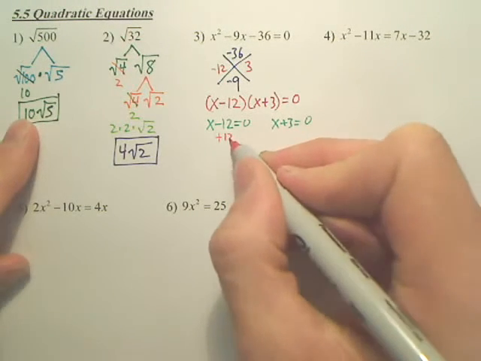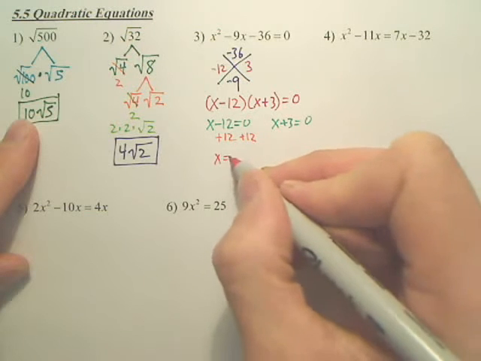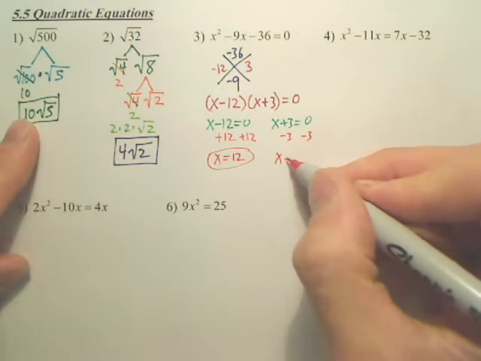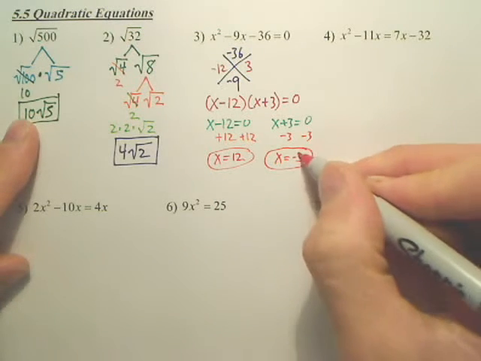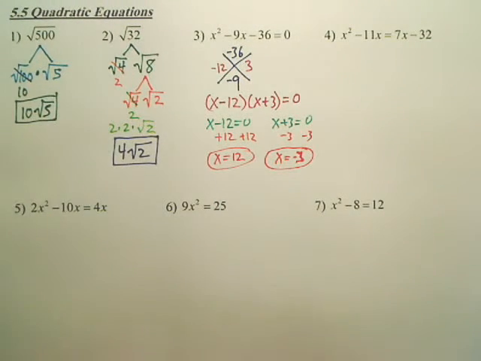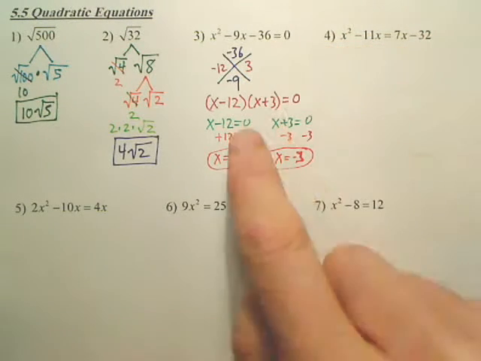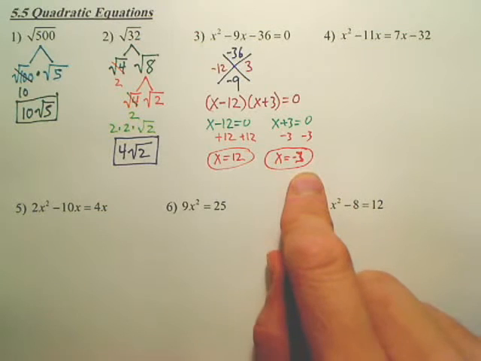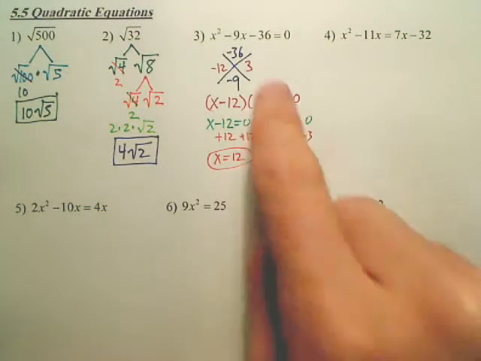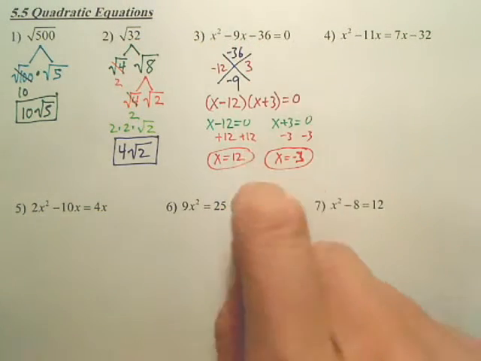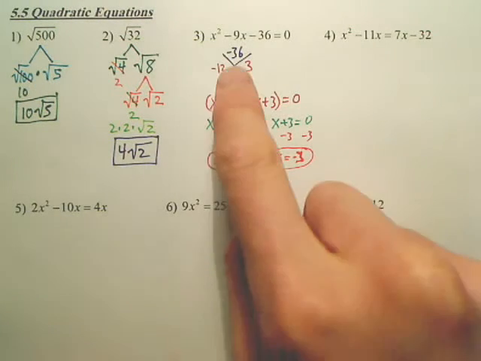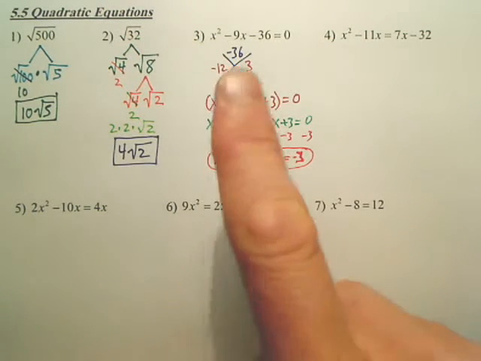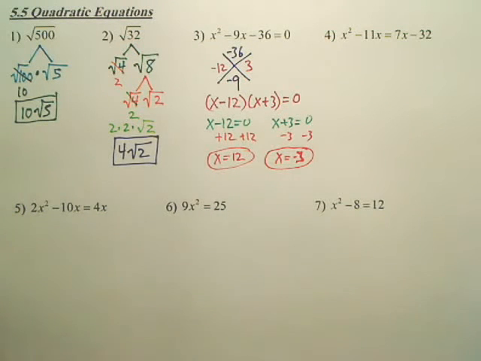So what I do is I add 12 over. So x equals 12. Here I minus 3 over. So x equals negative 3. So what did I just do? I factored. I set my two factors equal to 0. And I got my two answers. Meaning 12 and negative 3 both make this true. It has two answers. Anytime you have an x squared, you can have two answers, 2 or less. You can have 1, you could have 0 as well.